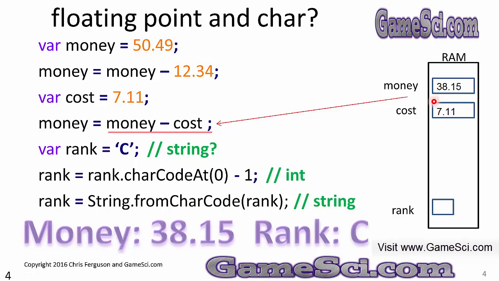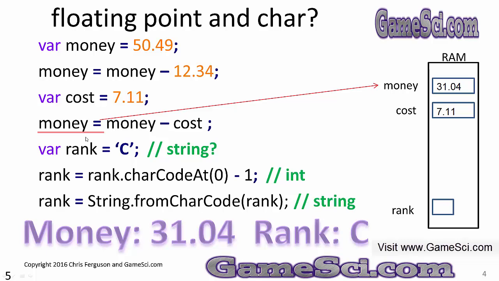I'll pull 38.15 out of the variable money. I'll subtract cost, $7.11. I'll calculate the new value that I have because I just purchased something for $7.11, and I will assign the result back into the money variable. So there's my 3104. So I started with 5049. I subtracted 1234. I subtracted 711, and now I'm at 3104. And you can see that the screen now reflects that new value in my money variable.